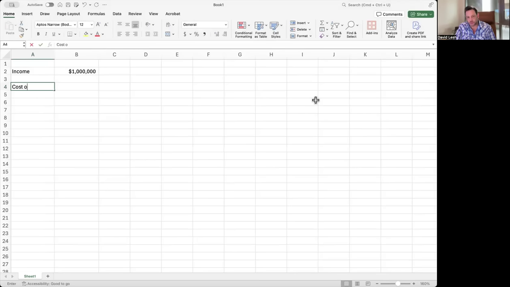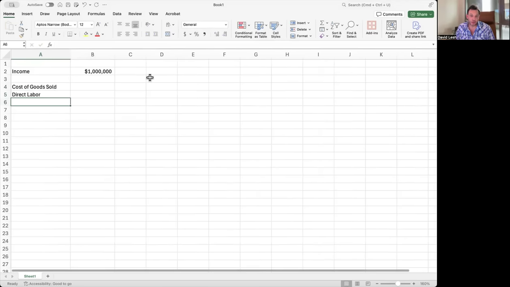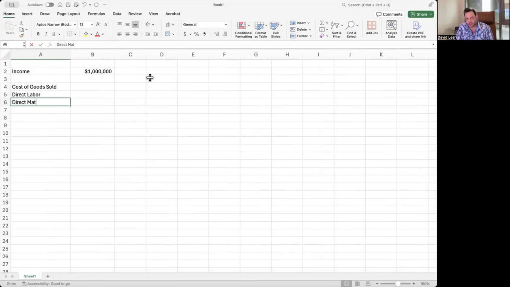So I want to show you cost of goods sold. Basically, when you make your products, you have three main categories of cost of goods sold: direct labor, direct materials, and direct supplies. I'll just use some numbers that I see, as examples. I'm not saying these are good. We'll just do 1% there.